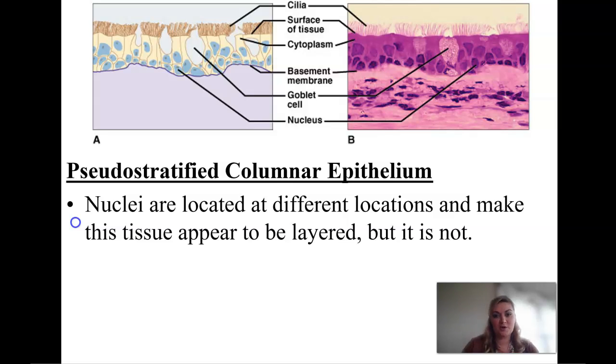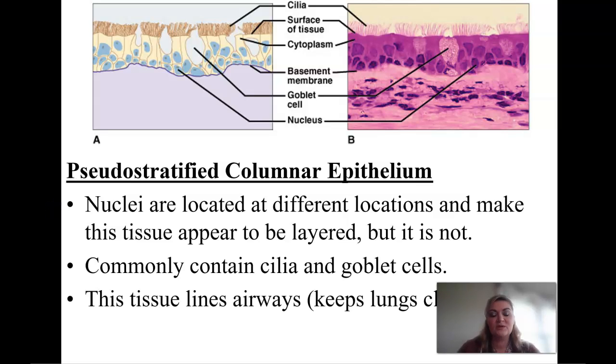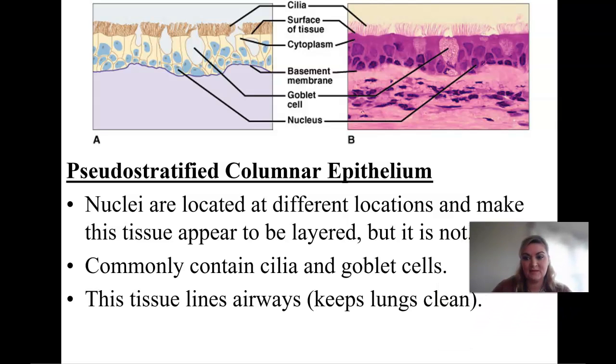With our pseudo-stratified columnar cells, remember pseudo means false, so these look like multiple layers of cells simply because of the placement of their nuclei within the cell and how sometimes part of that cell can be kind of smushed to the bottom and you might not see it going all the way to the top. But these technically are only going to be one layer. Commonly, they contain cilia and goblet cells to produce mucus. These are going to line things like the airways, helps keep the airways clean in the lungs.